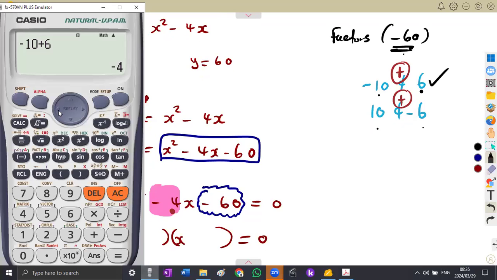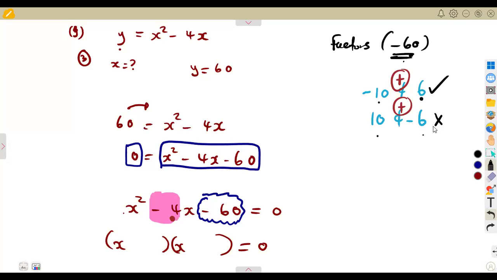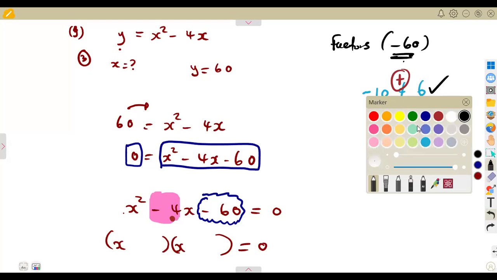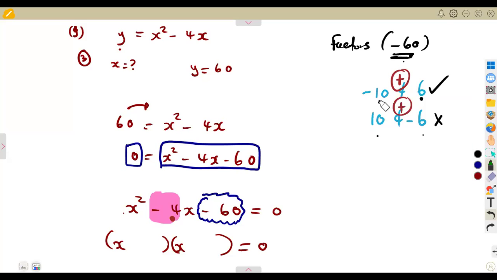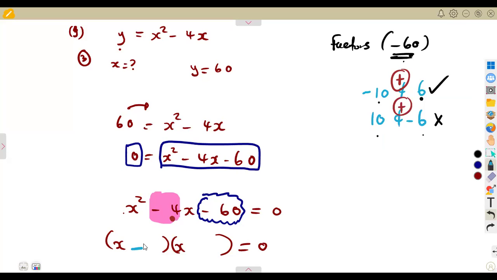Okay, let's just work with the last one. The last one is 10 plus a minus 6. We get a positive 4, not a minus 4. So this fails because it is giving us a positive as we need a negative. So these are the numbers that you're going to write in your brackets: in one bracket, a minus 10, in another bracket, a plus 6.